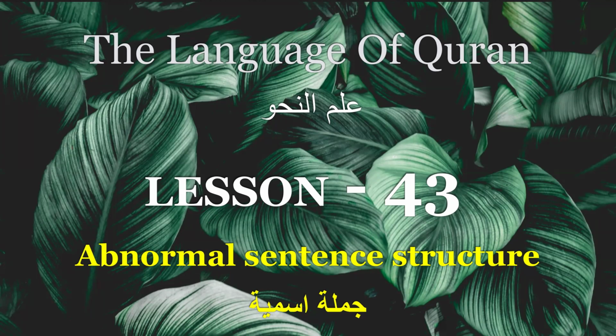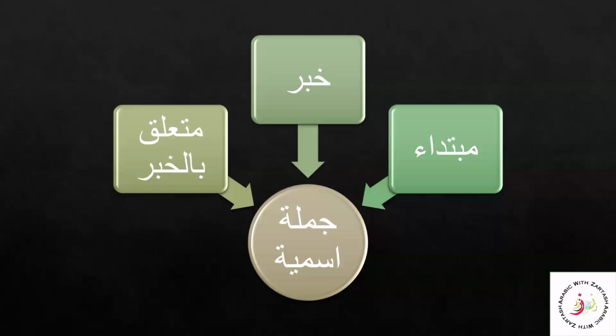So let's continue our study of Jumla Ismiya. Alhamdulillah. So far we have learned about Jumla Ismiya and its three main components, Mubtada, Khabar and Muta'alliq bil Khabar. We know that the necessary components are the mubtada and the khabar. It can either be khabar or muta'alliq bil khabar, but they don't necessarily both have to be there together. We can have multiple mubtadas and we can have multiple khabars, and inshallah we'll see that later on.